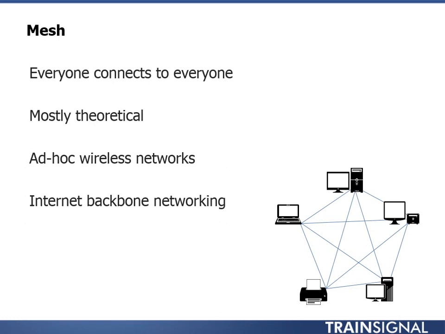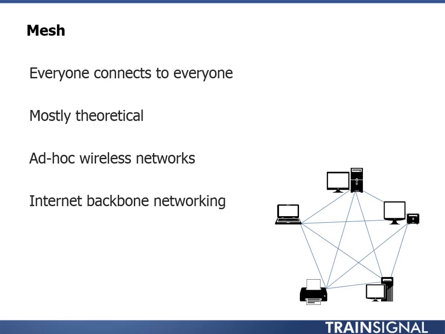Ad hoc wireless networks work like this. Now, ad hoc wireless networks are Wi-Fi networks, but you don't have a central switch. In an ad hoc network, everybody talks directly to each other. And because there are no wires, it's not a pain to connect everybody.